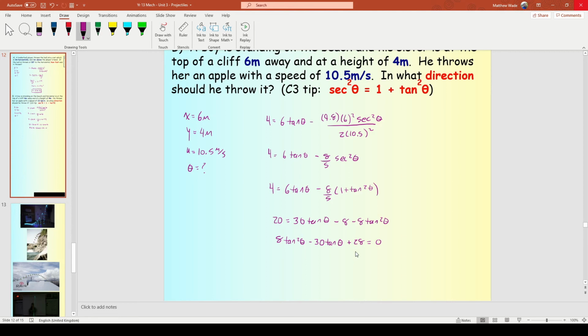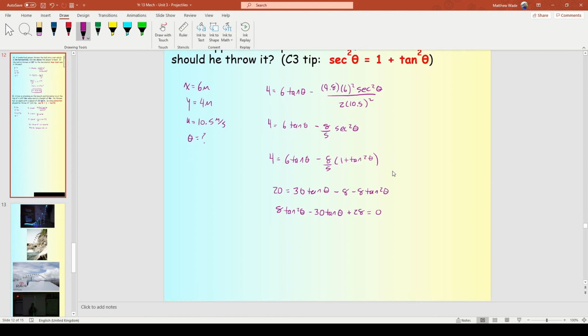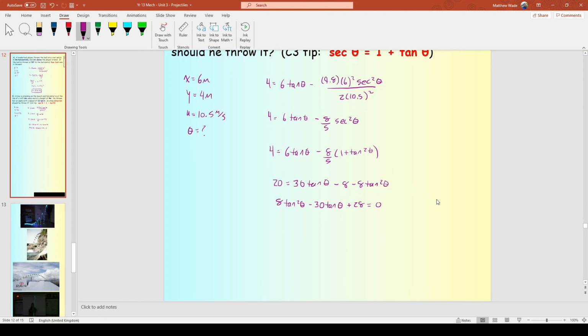Now, I don't know if this will factorize or not. It might well do. It's 14 and 4. I kind of don't want to factorize it just because I'm worried that it might be tricky. Should we do it? Are we curious? Okay, I'll go on. We're curious then. Okay, let's half everything because it's all even. 4 tan squared theta. You know, you can just use the quadratic formula here, right? Minus 15 tan theta plus 14 equals 0.